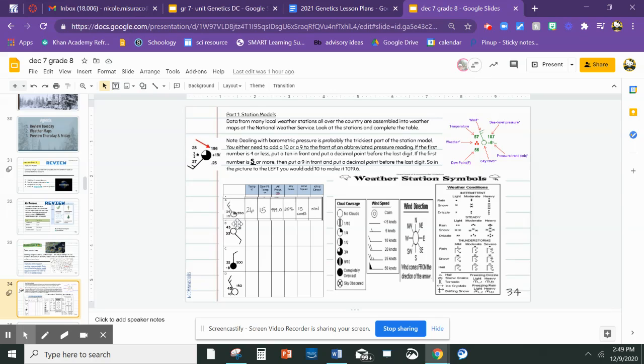The wind speed is indicated by the end of the stick. There's a full and a half that indicates 15 knots. And the direction the large part is pointing is where the wind is coming from. In this case, it is the northwest.